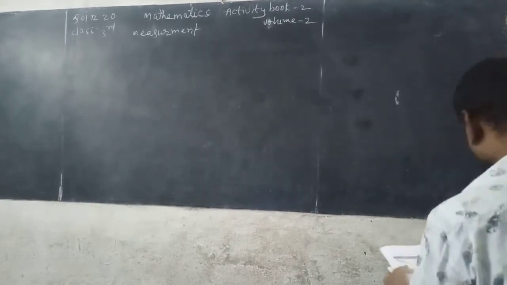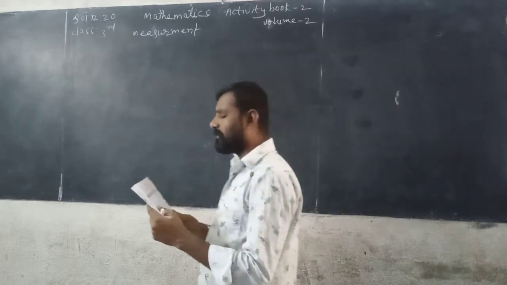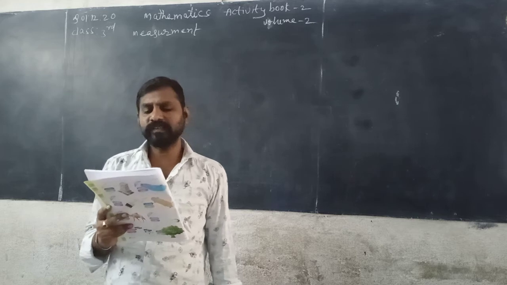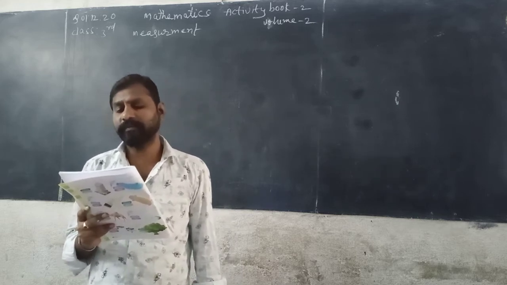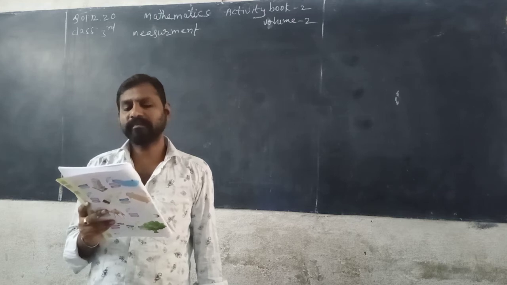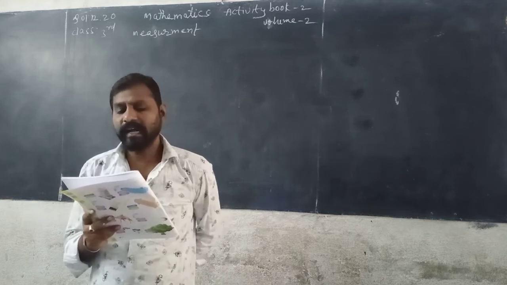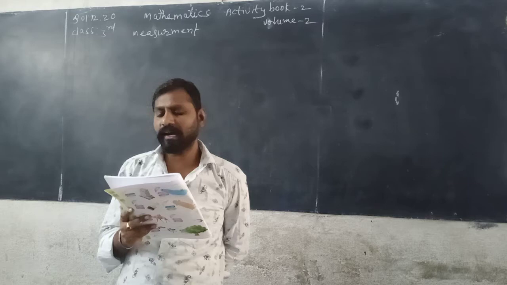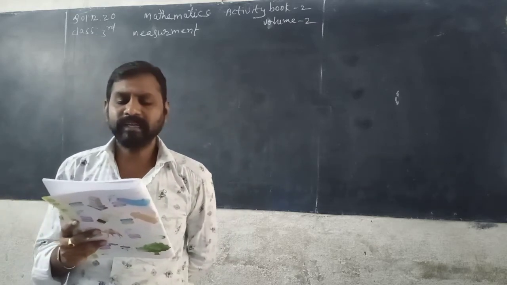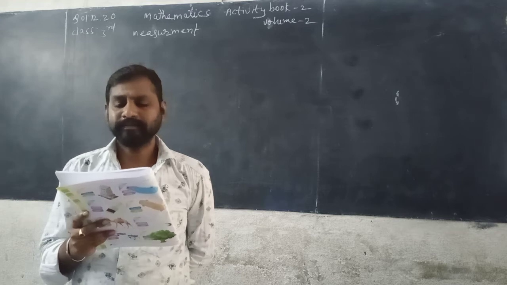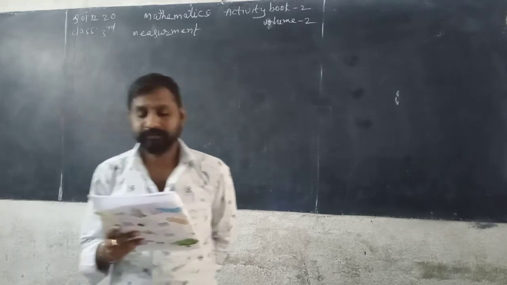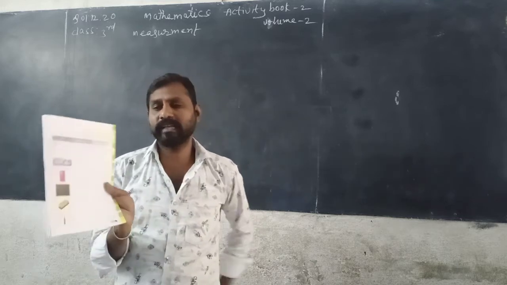Next one, page number 7. Estimate the length of the given objects and note down your estimation. Then measure the objects using a standard means of measurement and compare the actual measurements with your estimated ones. Draw a smiling face in the last column if the difference is within 5 centimeters. Else draw a sad face. You can draw it like this.